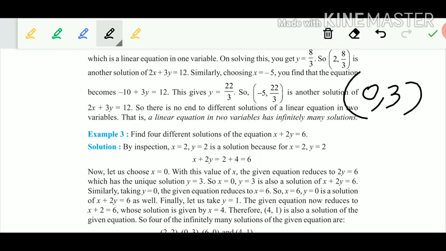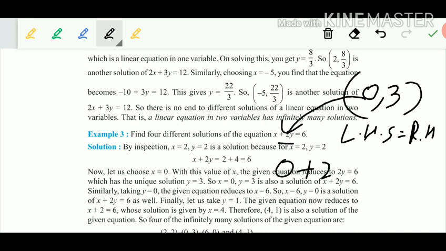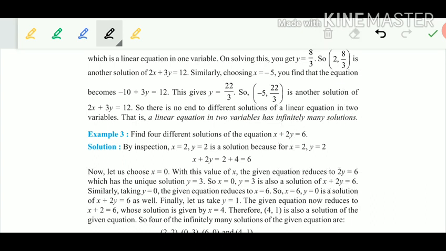If you want to check your answer, put these values in this equation and you can see both the left hand side and right hand side are equal. Put this value, x value is 0, so 0 plus y value is 3, so it becomes 2 multiply 3. 3 into 2, 6, which is equal to the right hand side. So in this way we can find the solutions of a linear equation.